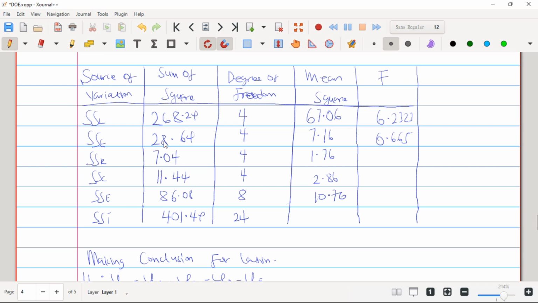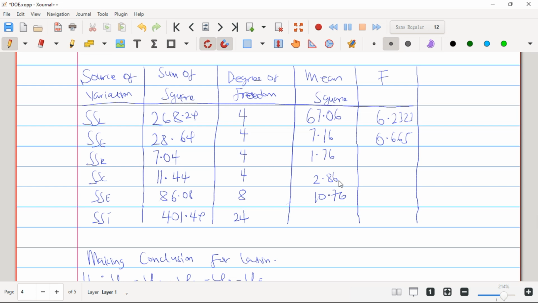We also have the degrees of freedom, and we learned that the degrees of freedom for the Latin is p minus 1. The degrees of freedom for the Greek is p minus 1. The degrees of freedom for the row is p minus 1. The degrees of freedom for the column too is what? 4, as you can see there. So at the end of the day, if you want to calculate the mean square, we are going to divide the sum of squares by the degrees of freedom. Once you divide, these are the respective values that you are going to get.